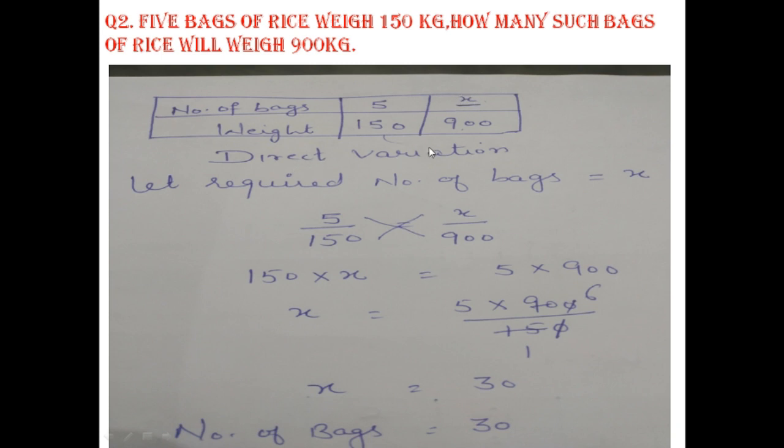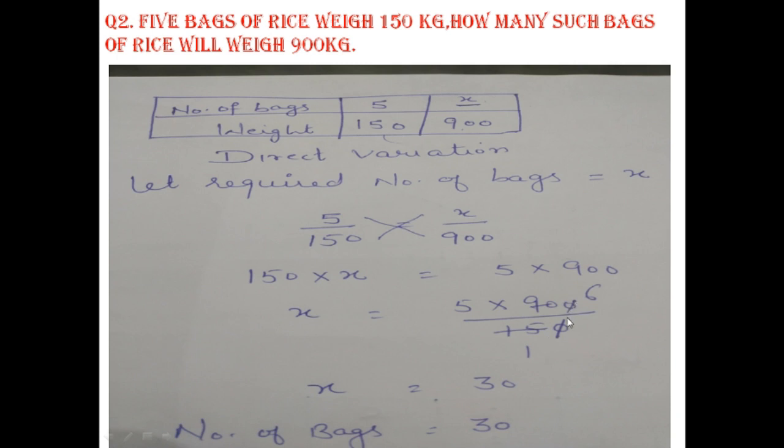Now it is direct variation. How can we say that it is direct variation? If weight is increasing, it means we are having more number of bags. So write 5 over 150 is equal to x over 900. Then cross multiply. 150 multiplied by x is equal to 5 multiplied by 900. x is equal to 5 multiplied by 900. You will write 150 here in division.